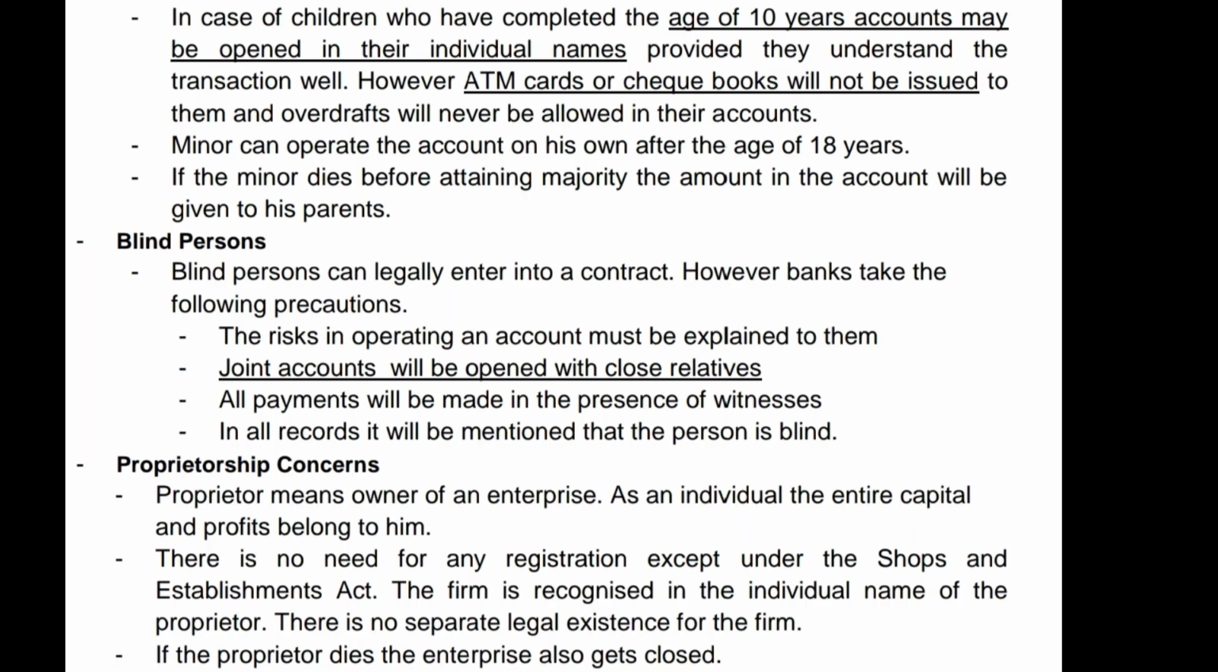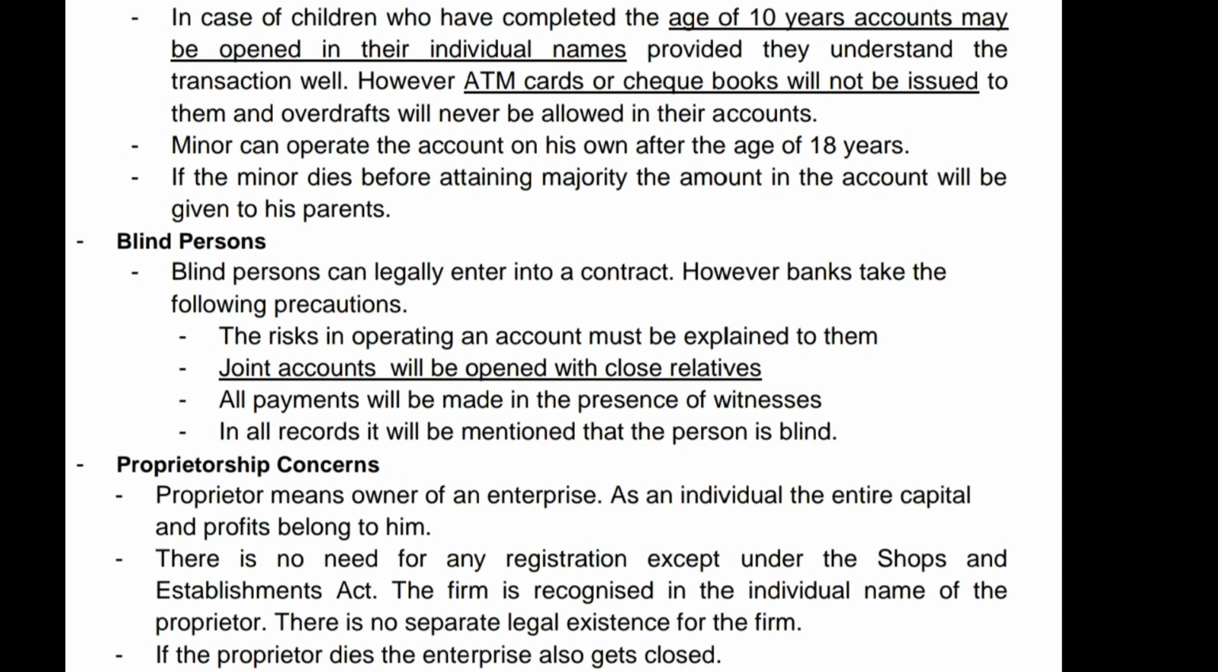In case of children who have completed the age of 10 years, accounts may be opened in their individual names provided they understand the transaction well. However, ATM cards or checkbooks will not be issued to them, and overdrafts will never be allowed in their accounts. A minor can operate the account on his own after the age of 18 years. If the minor dies before attaining majority, the amount in the account will be given to his parents.